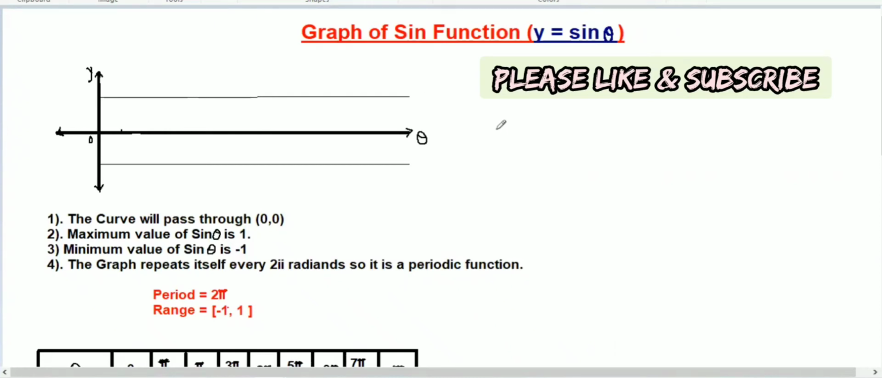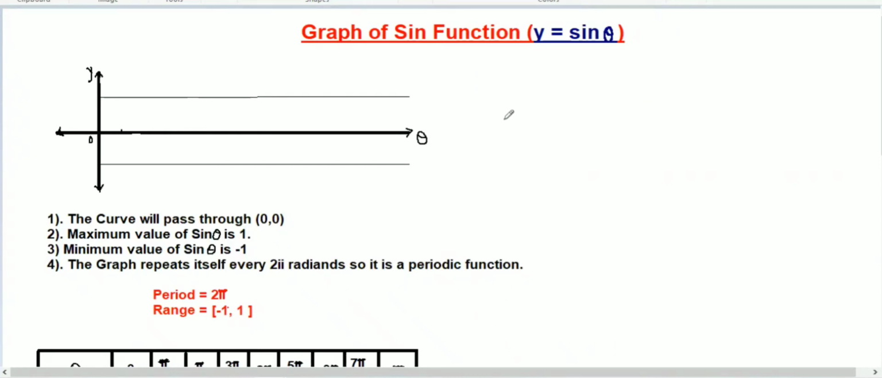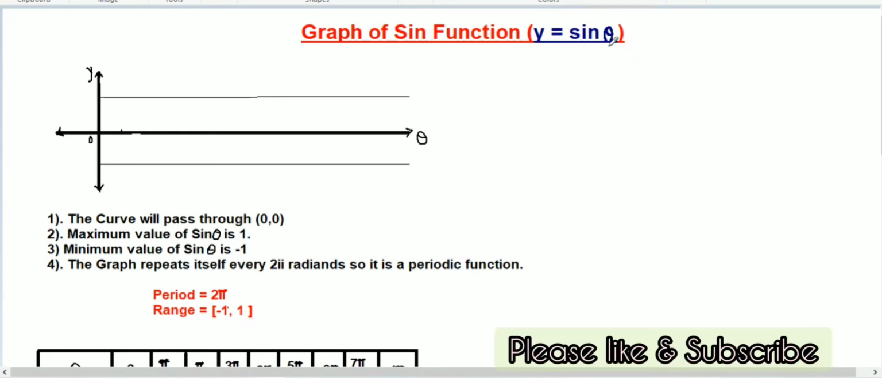Hello everyone. From this video, I'm going to start the series of trigonometry, and in this video, I'm taking the topic of the graph of the sine function. I'll explain in the coming videos how to graph all the trigonometric functions. In this first video, I'm taking how to graph the sine function, and the function is y equal to sine theta.